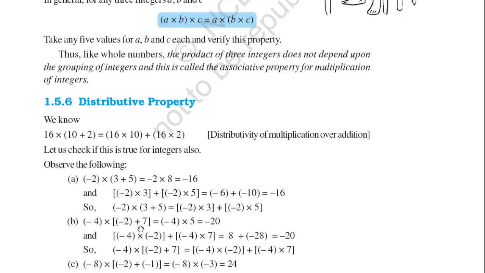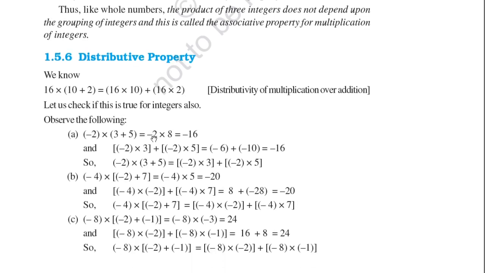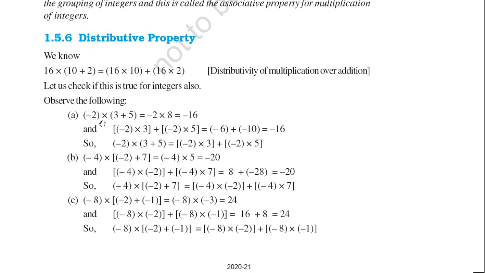So there is now the distributive property, 1.5.6. We know that 16 into 10 plus 2 is equal to 16 into 10 plus 16 into 2. So 16 gets distributed inside: it will become 16 into 10, and 16 will get here, 16 into 2. So you can see that's the thing. Let us check this is true for integers also. So you can see here minus 2 into this. So minus 2 into 3 first, and then the negative will come first, and into 5. So it will become 16.